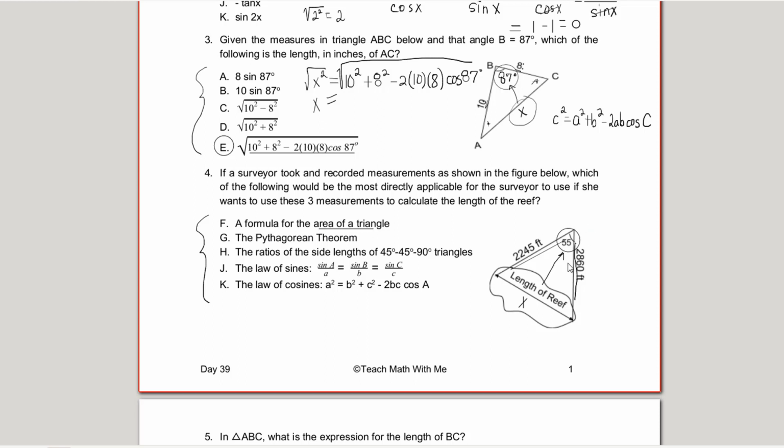Well, no, because area is talking about the inside. That doesn't help us necessarily find this length if we don't have a couple of other things that we need. The Pythagorean theorem, we talked about that previously. That only applies when we're talking about a right triangle and we're not given any indication that we have a right triangle here. The ratios of the side lengths of a 45, 45, 90 triangle.